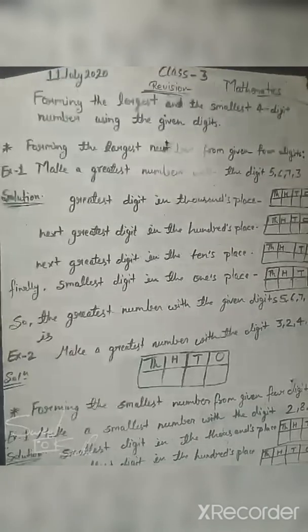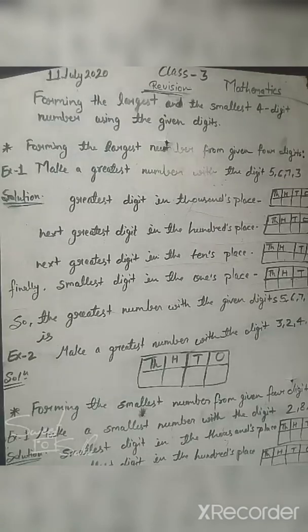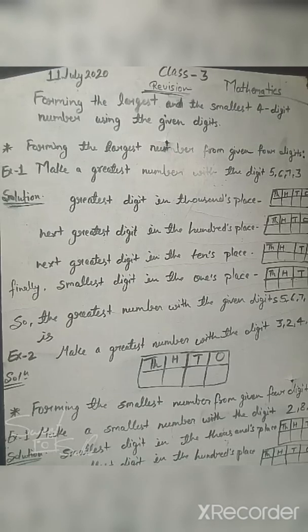So my dear students, there is some rule that we have to follow for making the largest 4-digit number. So the rule is: put the greatest digit among the given digits in the 1000 place. Next, put the next greatest digit in the 100 place. Similarly, again put the next greatest digit in the tens place, and finally put the smallest digit among the given digits in the ones place.